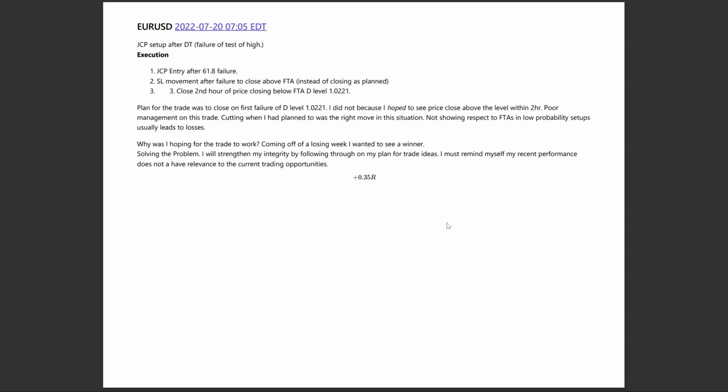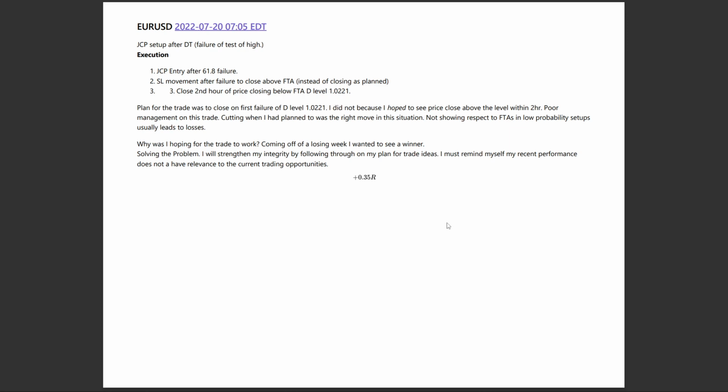Before actually giving me my JCP setup, it had a failure of the high of the pattern, right? On review of my losing trades, I've seen that, at least for the JCP, that typically happens before taking that loss, if a valid signal for entry comes, like in this situation.